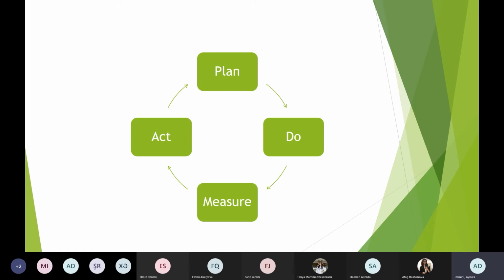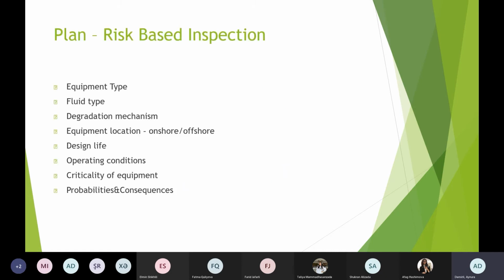And starting from plan. What's plan? What is meant under plan? What do we do under the planning stage? This is risk-based inspection, like industry standards which we are following.